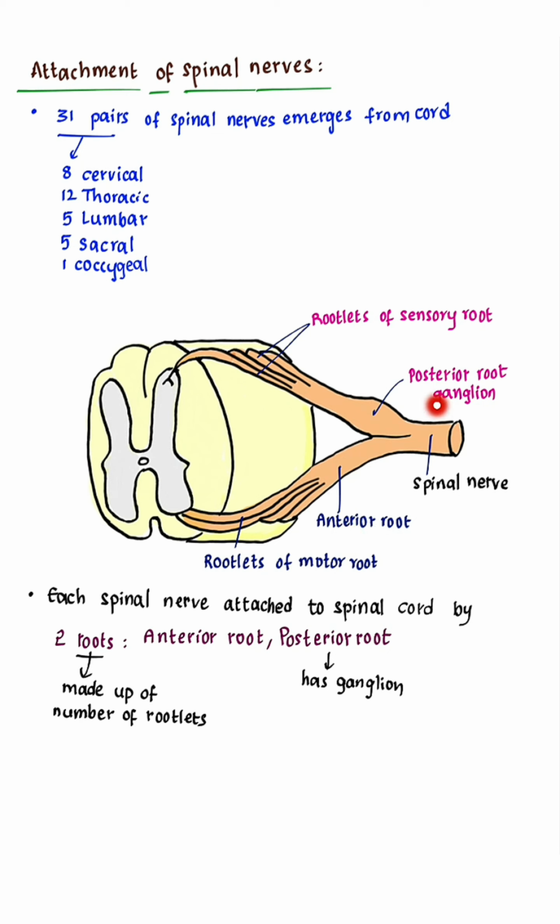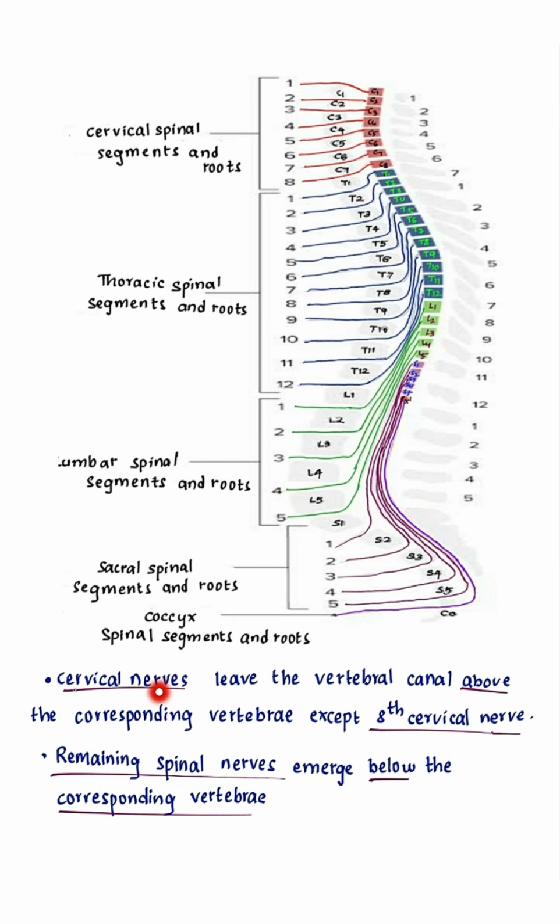The posterior root contains the posterior root ganglion. Each root is made up of a number of rootlets. Cervical nerves leave the vertebral canal above the corresponding vertebrae except the 8th cervical nerve. You can see the cervical nerves emerging above the corresponding vertebrae. The 8th cervical nerve emerges between the C7 vertebra and T1 vertebra. The remaining spinal nerves emerge below the corresponding vertebra. You can see the 4th thoracic nerve emerging below the T4 vertebra.